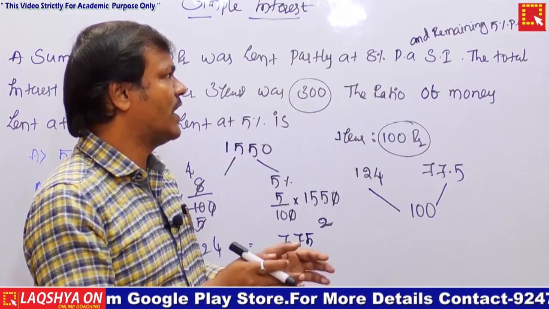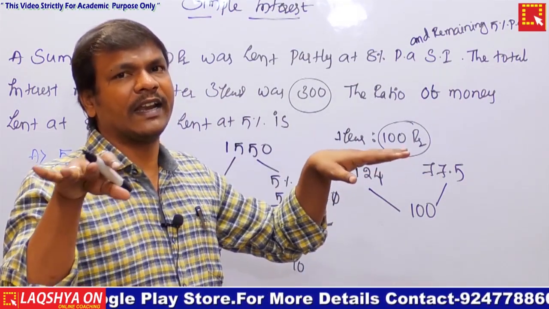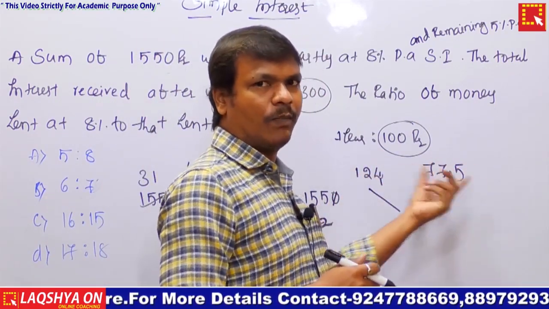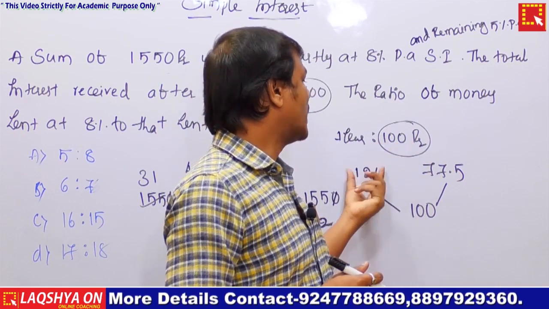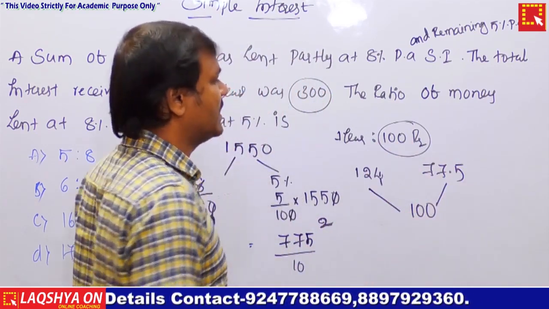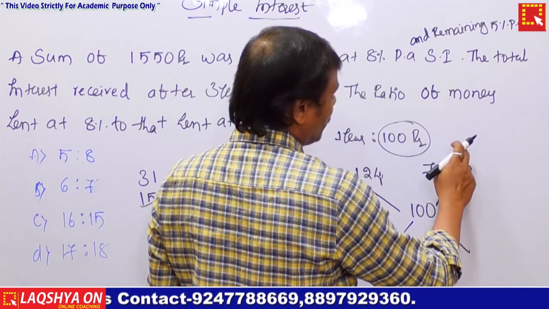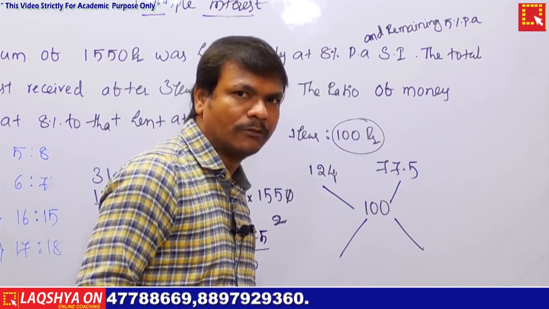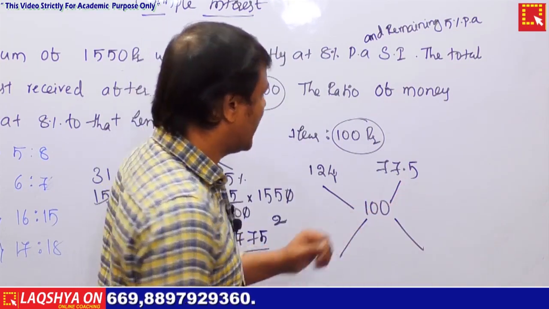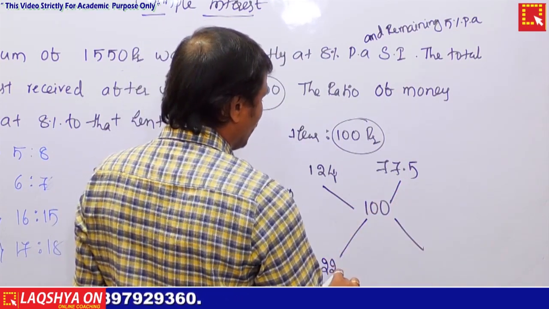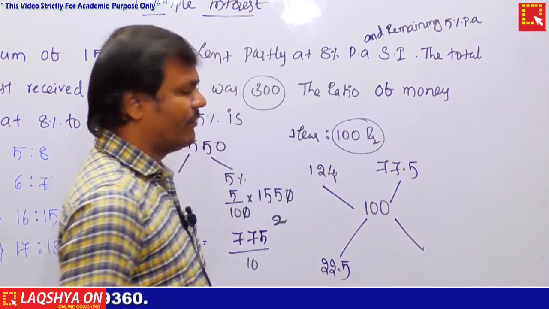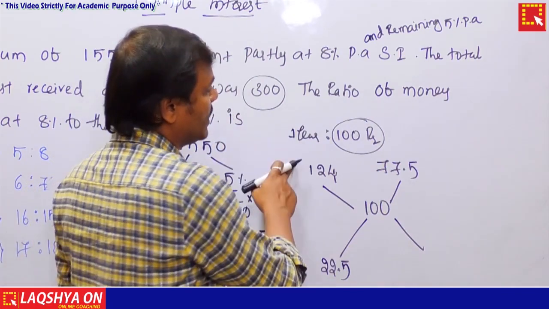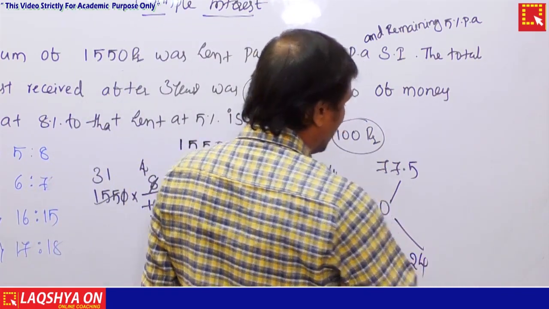So in this question, first we divide the money into two different parts and calculate the interest on the overall money. After dividing into two parts, we calculate the interest on both parts, that is 100. So let's take the cross difference of 77.5 to 100. What is the difference between 77.5 and 100? It is 22.5. The difference between 77.5 and 100 is 22.5. 124 to 100 is 24.